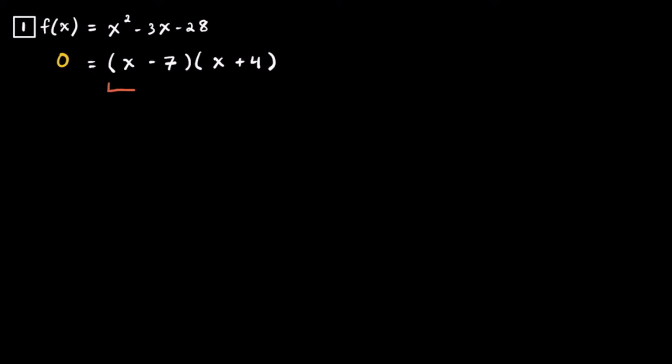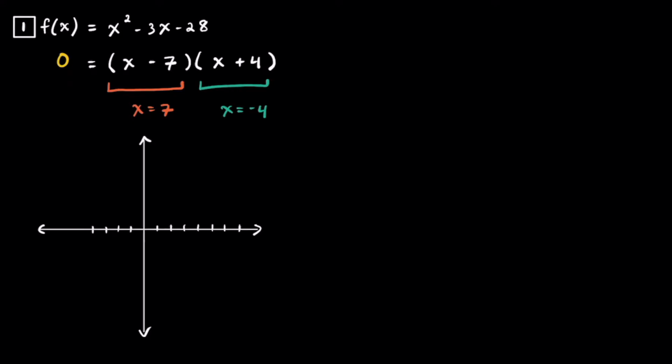To make this equation true, in this binomial, x would have to equal positive 7, and in the binomial to the right, x would have to equal negative 4. Looking at this on a graph, we can plot our x-intercept of (7, 0) over here to the right, and our other x-intercept of (-4, 0) over here to the left. Because the leading coefficient of the polynomial is positive, we know this parabola opens upwards.